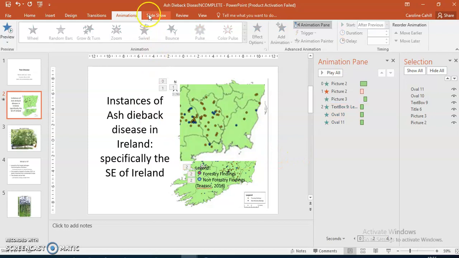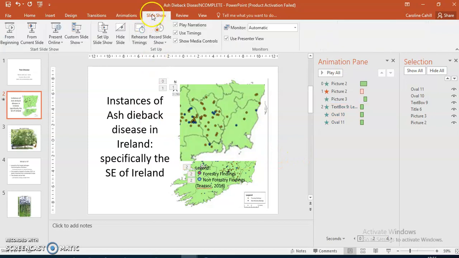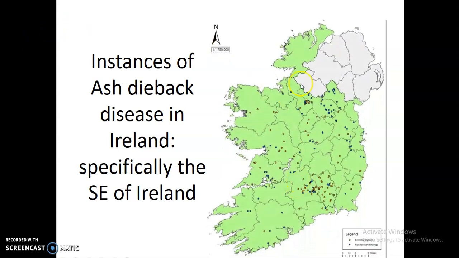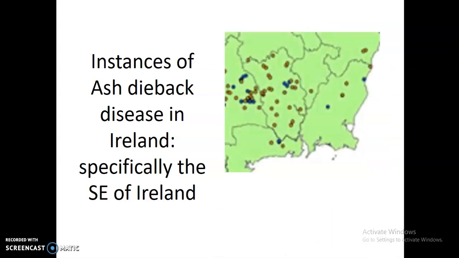So am I happy with that? Not sure. Check it. Go into slideshow and click on from current slide. So there's my image appearing. That stays there, gives me a chance to talk about it. When I click on it, I expect it to exit. Then I want the zoomed in image of the southeast, and then the legend with the two little coloured dots on it. So I click on it, that exits, a bit fast maybe.